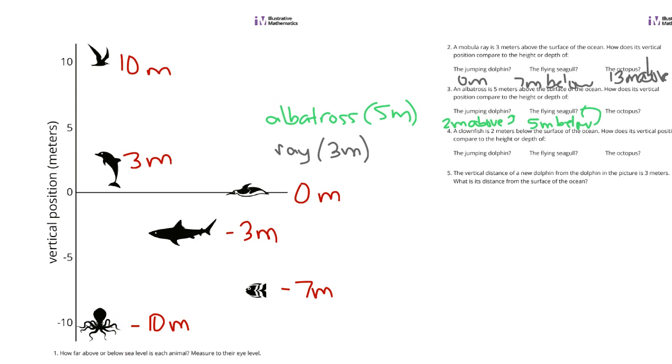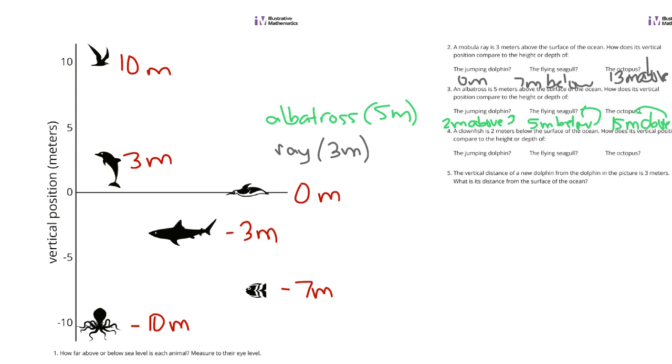And the albatross, 5 to 0, that's a distance of 5. From 0 to -10, that's 10 more. So the albatross is 15 meters above the octopus.